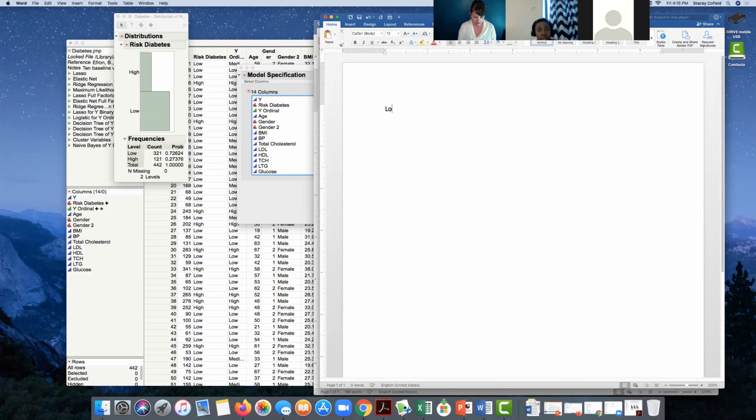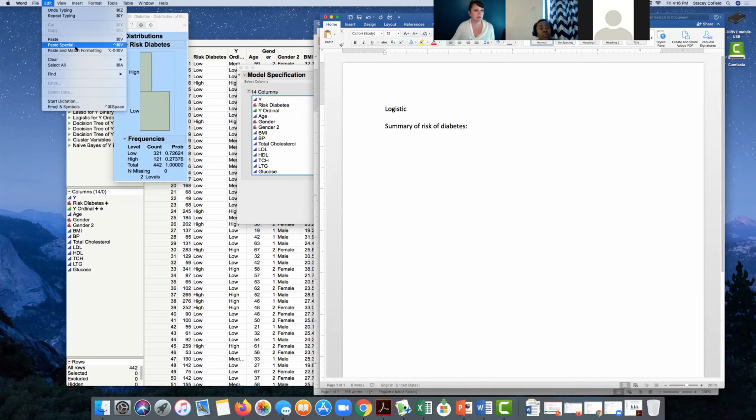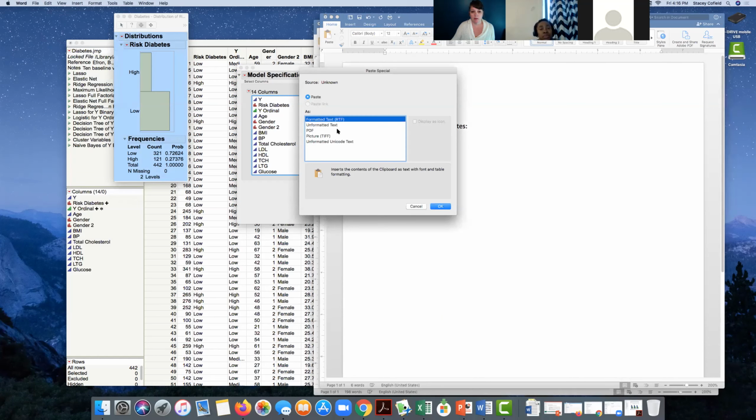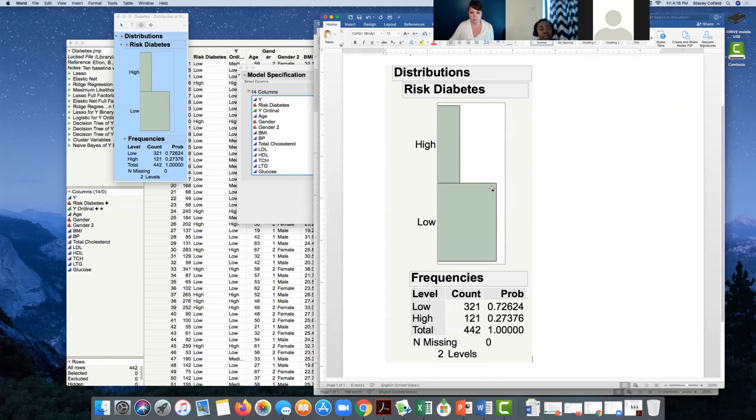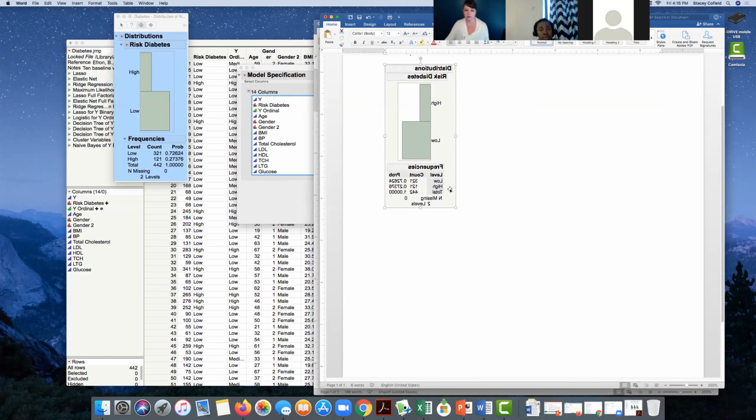So when we look at, it's actually any modeling, but logistic. When we look at a null, so first of all, let me start like this. Our summary of risk of diabetes is this. I'm just going to paste this in here as a PDF. Don't need it to be that big.